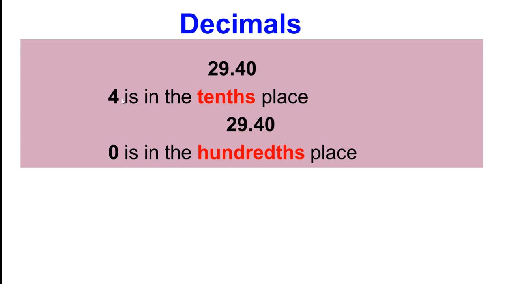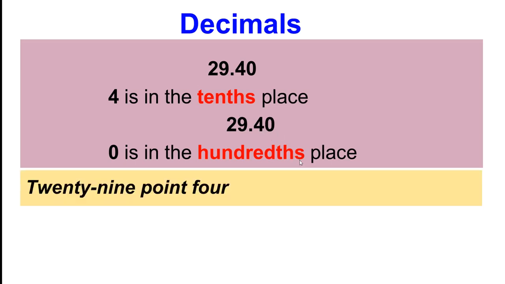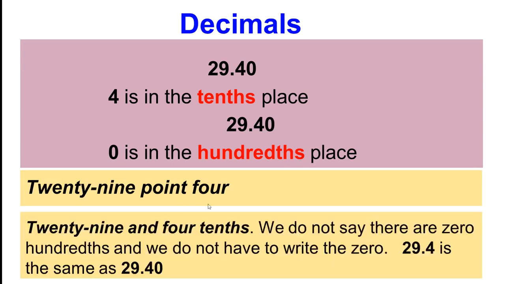Let's take a look at another number, 29.40. We have the 4 in the tenths place, but look, there is nothing in the hundredths place. It's just a 0. So in this case, I can say 29.4, or I can also say 29 and 4 tenths. We do not say that there is a 0 in the hundredths, and we do not have to write the 0. We say 29.4 is the same as 29 and 4/10.